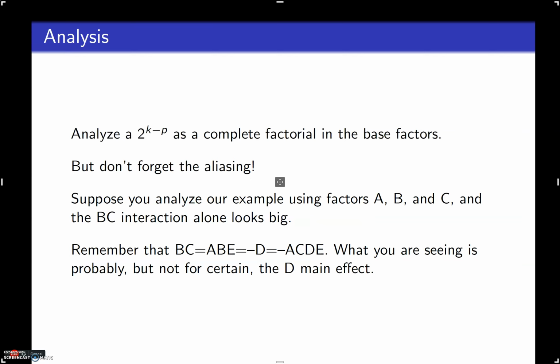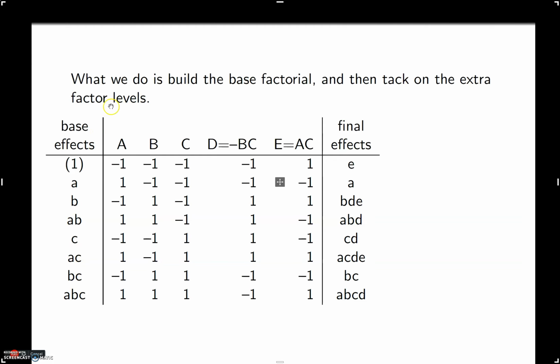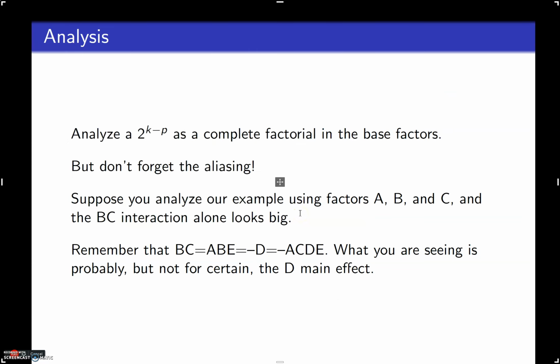But let's talk about the analysis and reflect upon that idea of the base factorial. So we want to analyze a fractional factorial, in particular a 2 to the k minus p, as a complete factorial in the base factors. Okay, and look at this. Our base factors do not match our final effects because we have these other effects tacked on. But don't forget that you have some aliasing. So suppose you want to analyze our experiment for A, B, and C, and your BC interaction alone looks kind of big. Why is that important?